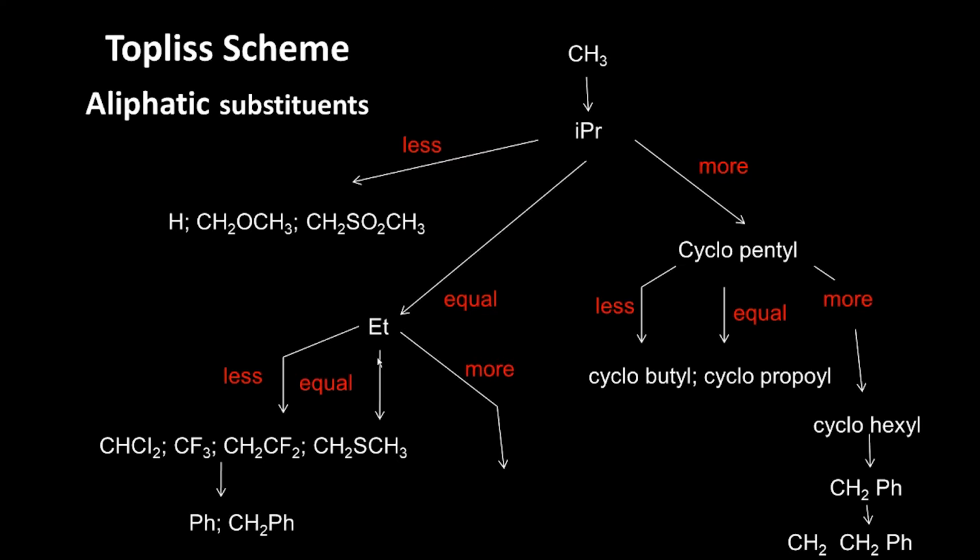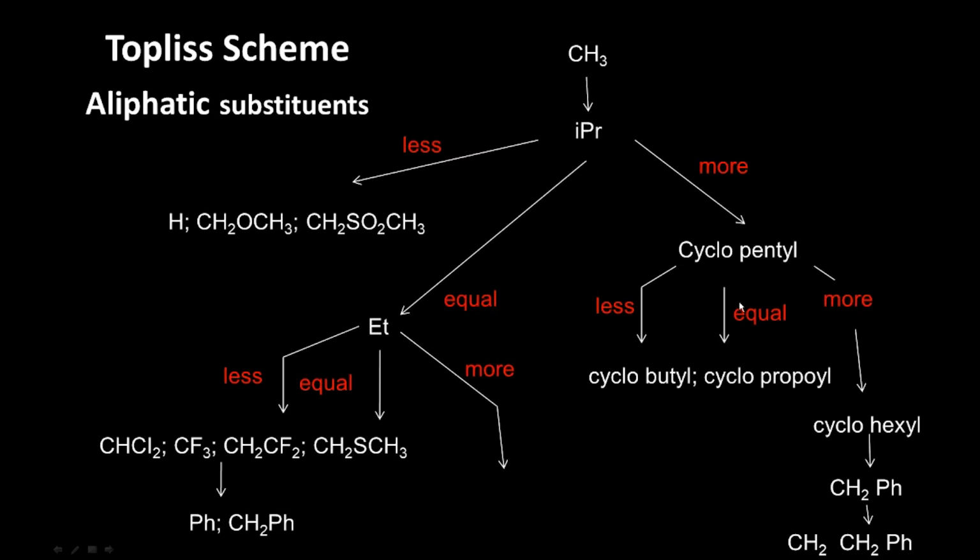Similarly you can do this for aliphatic substitutions also. Imagine you have a CH3, and you replace the CH3 with isopropyl. Activity can increase, be equal, or be less. Depending upon the situation, if it's more, what do you do? Instead of isopropyl, you may replace with cyclopentyl. If the activity increases, you go to cyclohexyl, then you put in CH2 phenyl, and like that you end up with a very highly active compound.